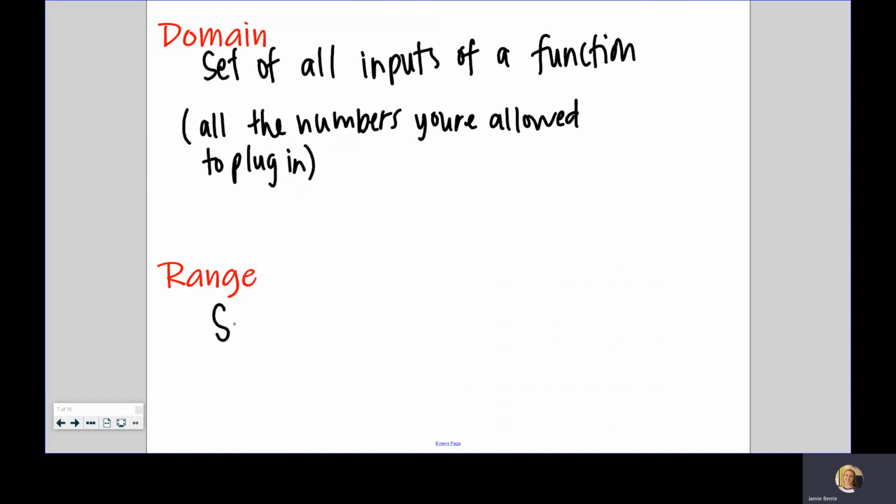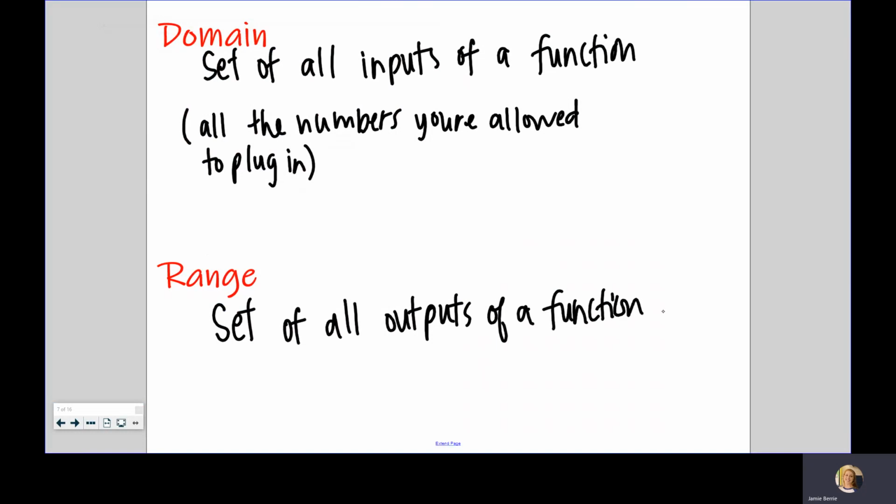The range is similar. It's the set of all outputs of a function, or all the numbers you're allowed to get out. Or all the values that it makes sense to get out.